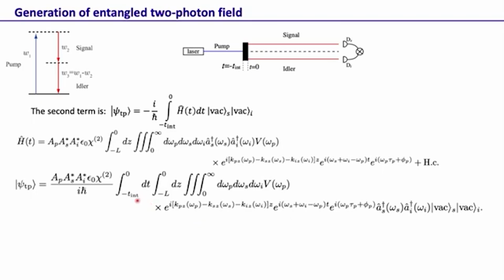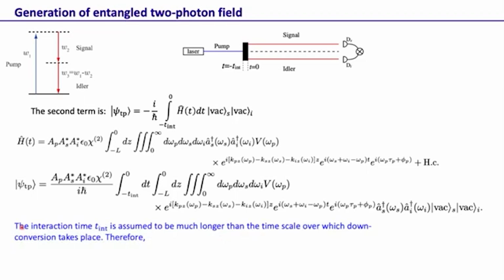So here we have an integral over this interaction time. This also involves an integral over the length of the crystal, and then it has these 3 different frequency integrals, and we have this a creation signal operator and creation idler operator acting on the vacuum, and we can see when this creation signal operator acts on this vacuum state, it gives us a signal photon at frequency omega s. When this acts on this vacuum idler mode, it gives an idler photon at frequency omega i.